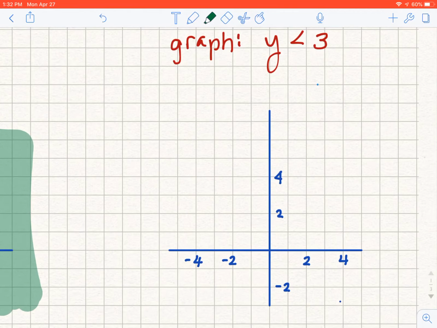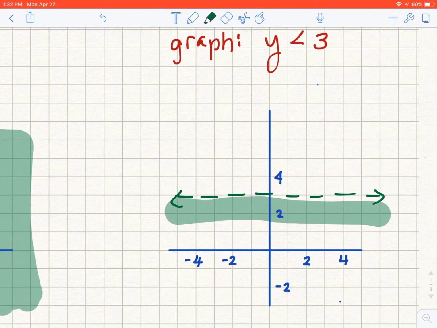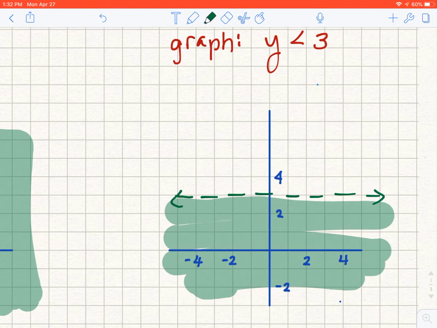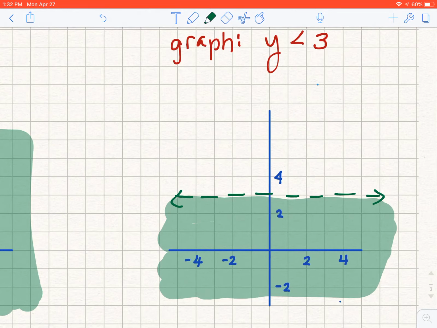And then over here I have y is less than 3. Remember, when you have no x's, it's going to be horizontal. It's going to go through the y-axis at 3. This time it's dotted because it's not equal to. So this way. And then which side of that graph is less than 3? That would be the bottom half is less than 3. So that's how I want to shade that one.